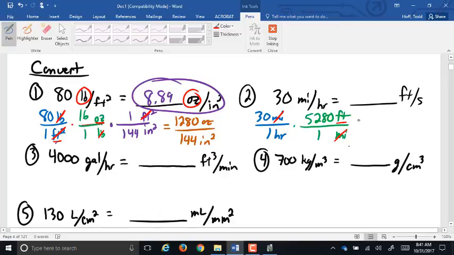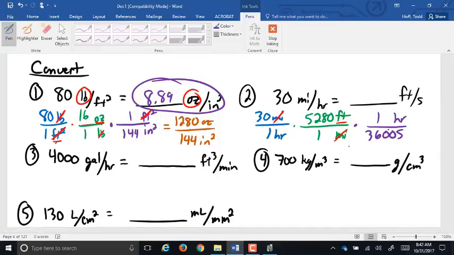What do we need to change next? We've got to start with hours. Get rid of the hours first. We can go to minutes. Let's go straight to seconds. 1 hour is 60 times 60, which is 3,600 seconds. I can go hours to minutes, then minutes to seconds. I'm putting them all together as one step.